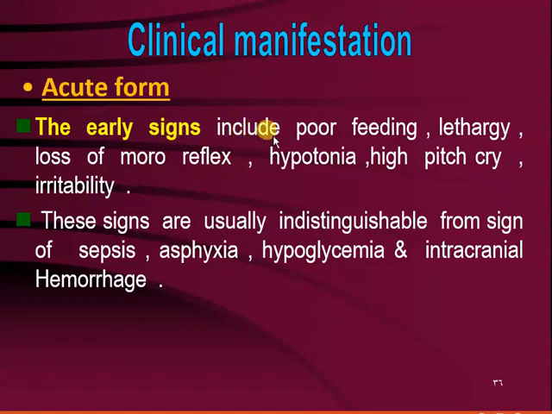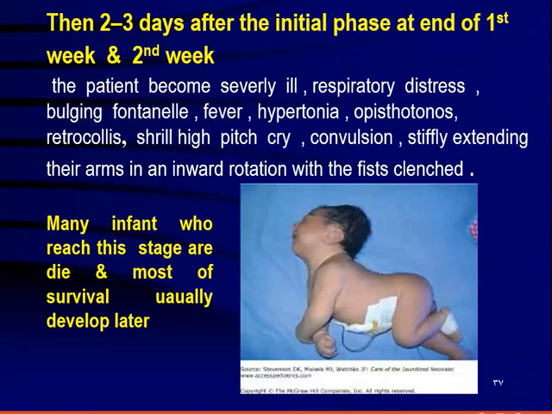In the acute form, the early signs and symptoms include poor feeding, lethargy, loss of motor reflex, hypotonia, high-pitched cry, and irritability. These signs are usually indistinguishable from signs of sepsis, asphyxia, hypoglycemia, or intracranial hemorrhage, because all of these may also develop poor feeding, lethargy, and loss of motor reflex.